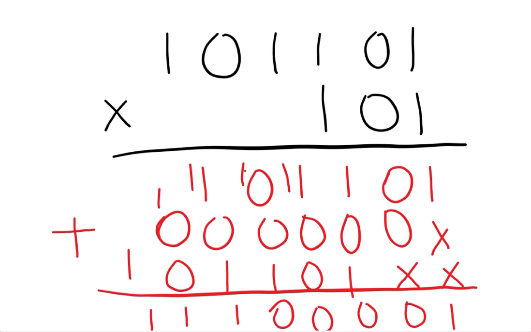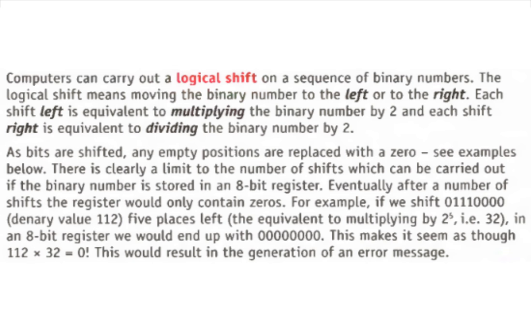Now let's talk about the logical binary shifts. Computers can carry out a logical shift on a sequence of binary numbers. The logical shift means moving the binary number to the left or to the right. Each shift left is equivalent to multiplying the binary number by 2, and each shift right is equivalent to dividing the binary number by 2. As bits are shifted, any empty positions are replaced with a 0.